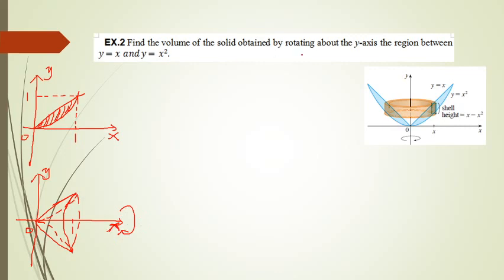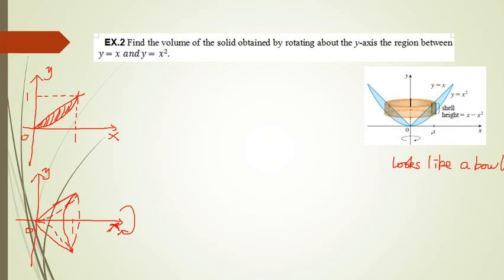Now this question changes into rotating the region about the y-axis. This blue color is the region. Rotated about the y-axis, it looks like this one. I will call it a bowl, and the inside is kind of empty. For this one, we are going to use the shell method.